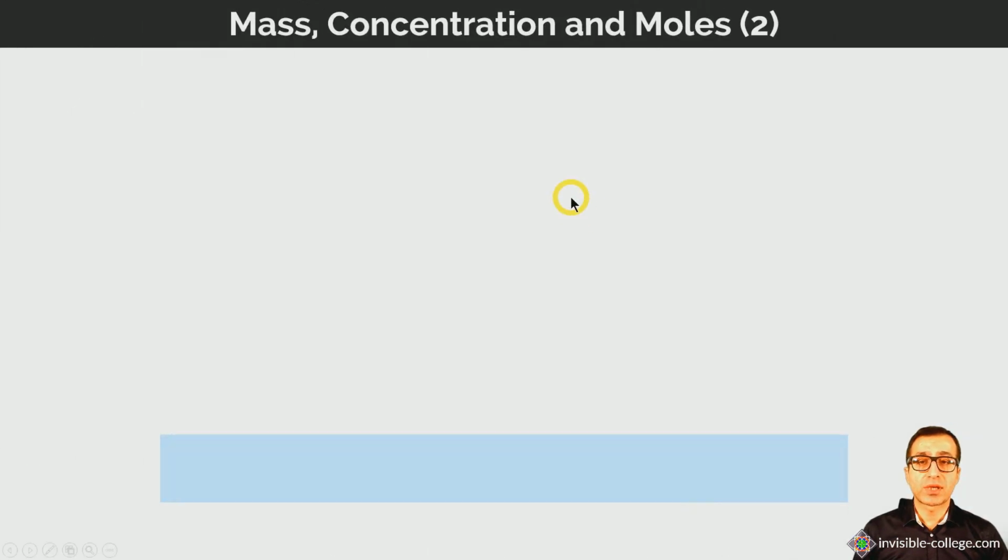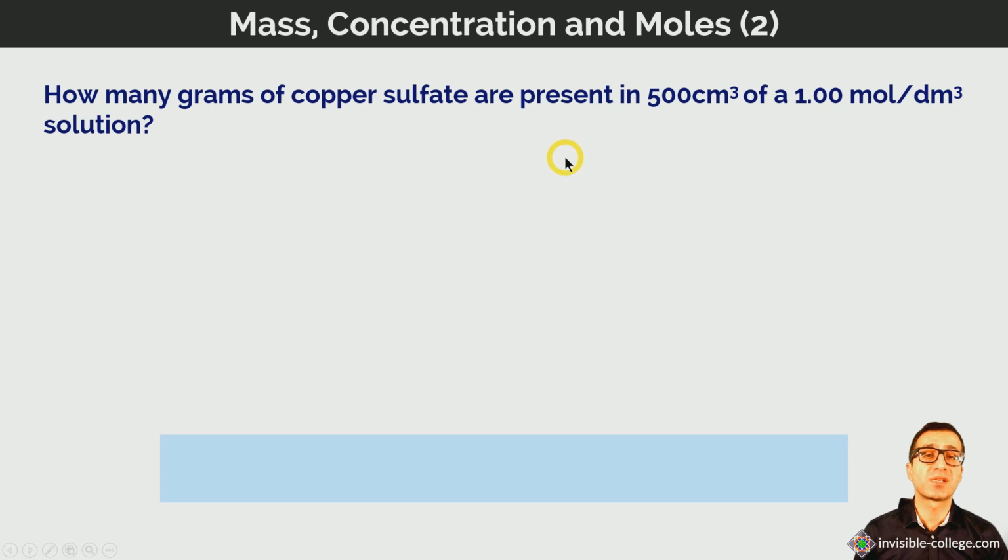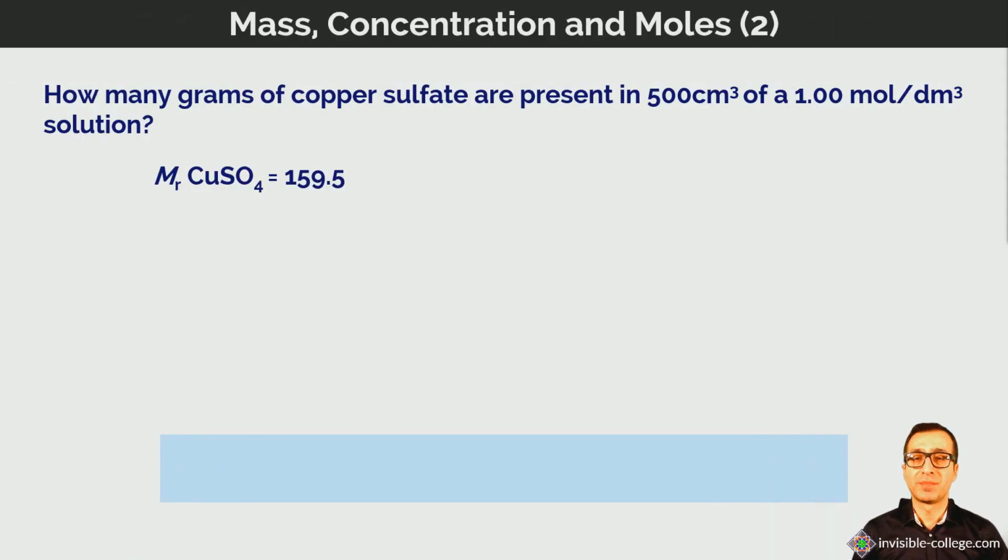So let's have a look at another example here, and I'm going to pause here and let you guys try this one for yourself. So how many grams of copper sulfate are present in 500 centimeters cubed of a 1 mole per decimeter cubed solution of copper sulfate? Now, to make things a bit easier, I'm going to give you the relative formula mass of copper sulfate here. So what do you guys think? All right, so let's see how this one is done.